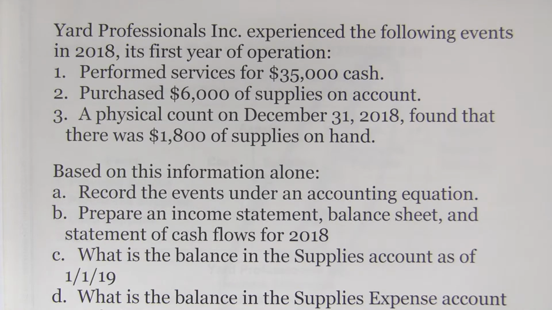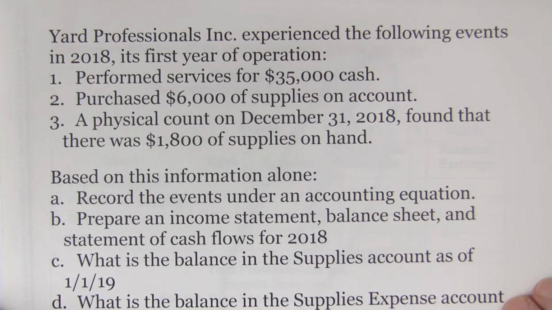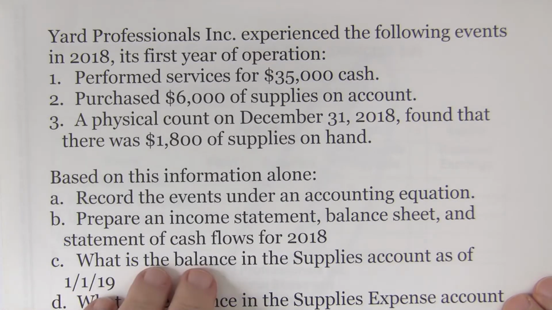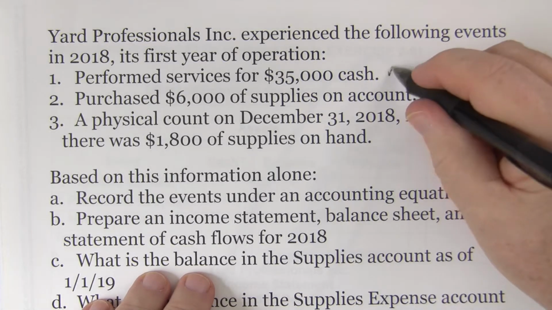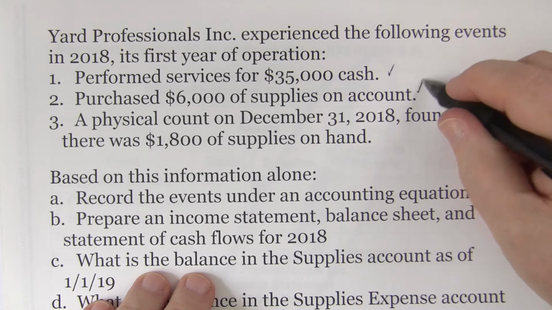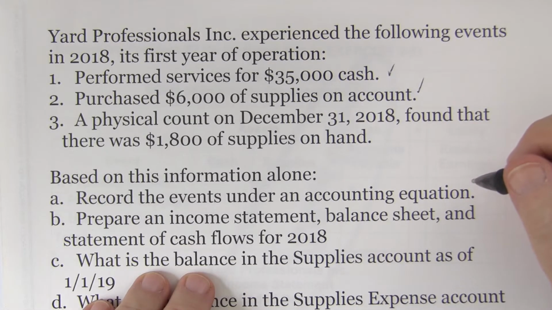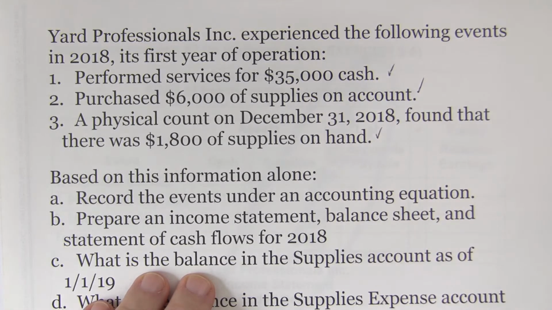Chapter 2, Problem 2, this is exercise 2.9 in your text, asks us to prepare a full set of financials based on this information. Well, take a minute and take a look. This company provided services for the year of $35,000. They purchased supplies on account for $6,000. And at the end of the year, there was $18,000 on hand.